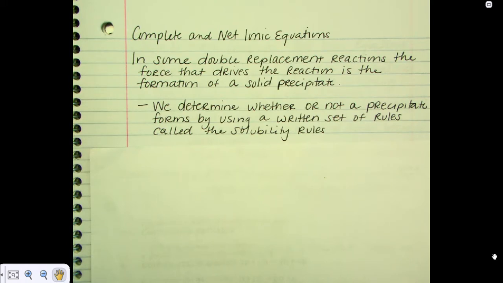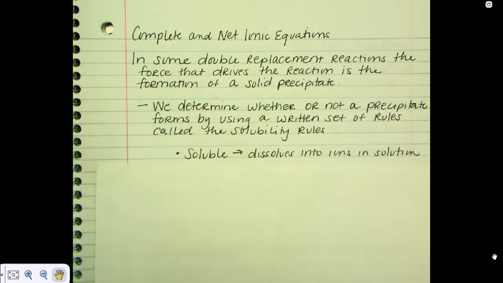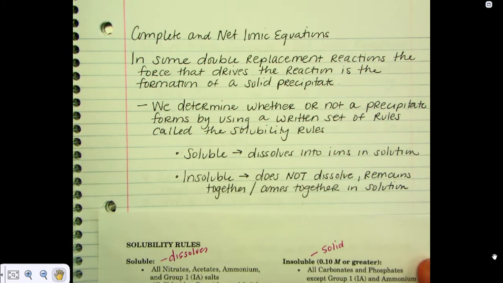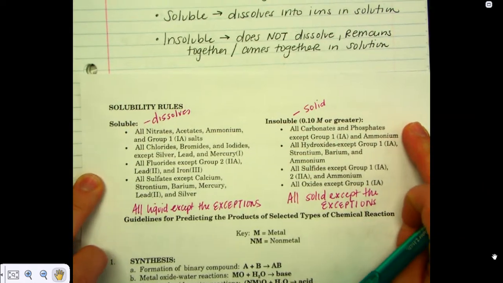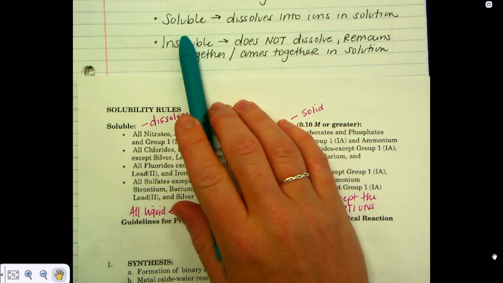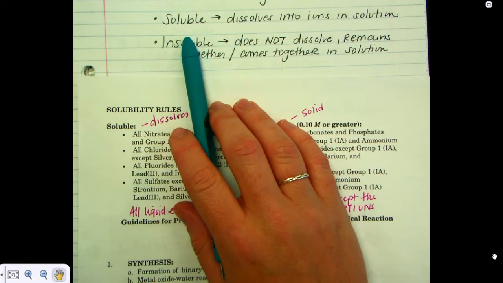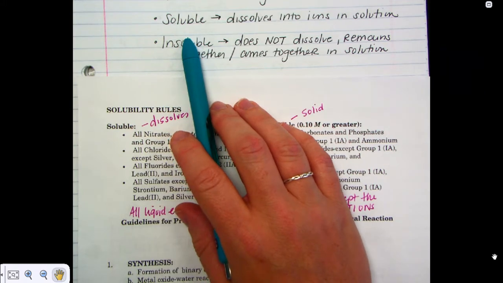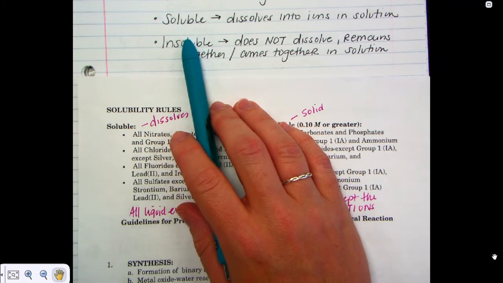For us, they are located on the reference packet. And so it's important to know the difference between what it means to be soluble and what it means to be insoluble. So to say something is soluble, it dissolves into ions in solution. So like sodium chloride or table salt is a great example of this. You put your table salt into water and it disappears. It dissolves. It breaks apart into its ions, which are too small for your naked eye to see.